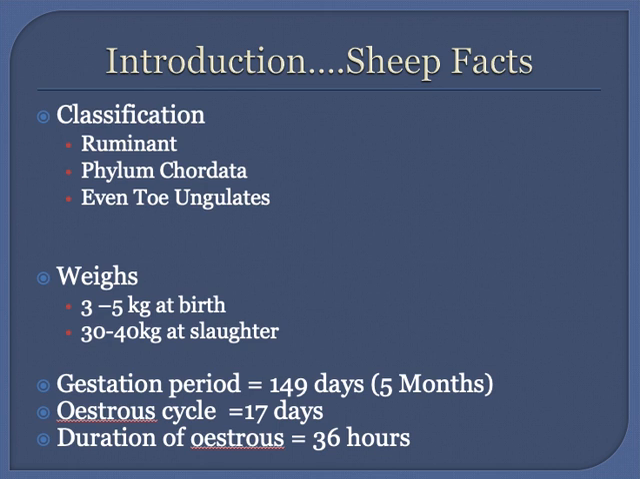Then their weights. At birth, they weigh somewhere between 3 and 5 kilograms. The average is actually 4. And then by the time they reach their slaughter weight, they should be roughly 10 times that, so maybe 30 to 40 kilograms at slaughter. The gestation period is 149 days. Their estrus cycle lasts for 17 days, and then the duration of estrus, so the actual period of time that they're in heat, is 36 hours.